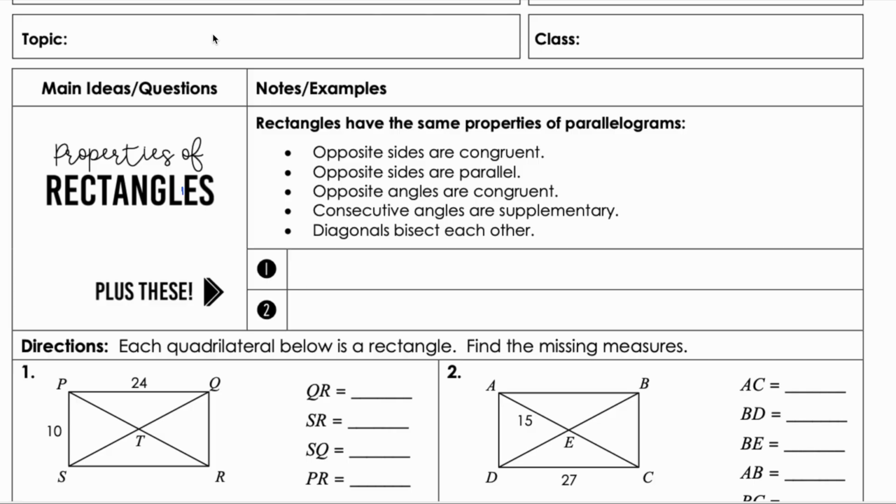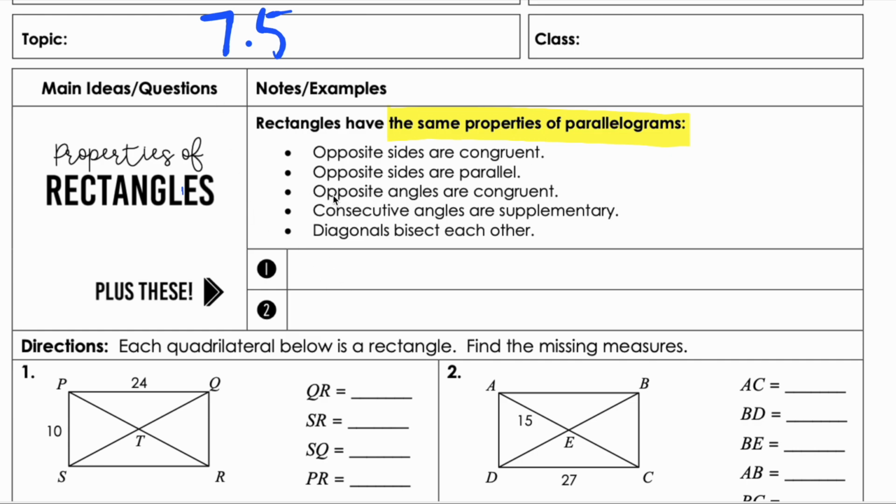This is going to be our fifth set of notes in Unit 7, so this is going to be our 7.5. And today we're going to be talking about rectangles. Rectangles have the same properties of a parallelogram, okay? So a rectangle is a parallelogram. It's a type of parallelogram, except we have two added properties, okay?